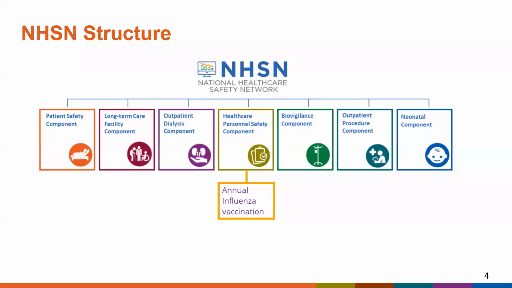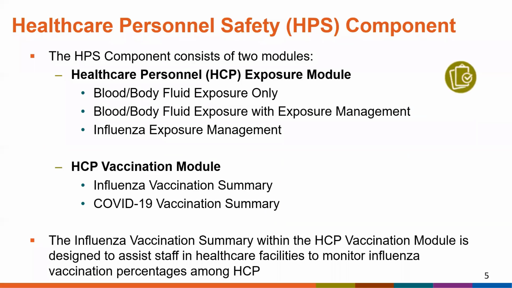NHSN is divided into 7 components: patient safety, long-term care facility, outpatient dialysis, healthcare personnel safety, biovigilance, outpatient procedure, and neonatal. Each component can have multiple modules. This training is focusing on the healthcare personnel safety component. There are 2 modules within the healthcare personnel safety component: the healthcare personnel exposure module and the healthcare personnel vaccination module.